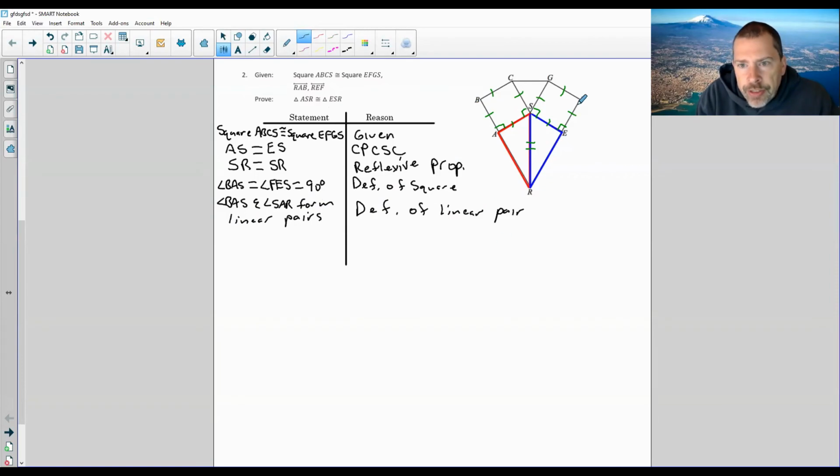Okay, I can say the same over here. Angle FES and angle SER form linear pairs. That's an ampersand, by the way. And it's the same reason: definition of linear pair. Okay, so once that's all said, I can now say that SAR and SER are right angles.